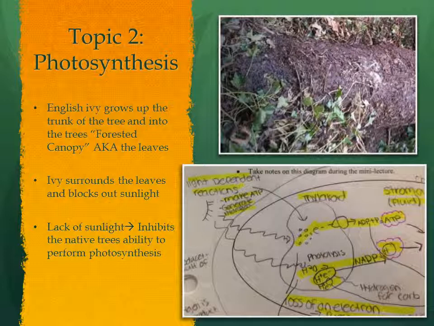We know from class that for a plant to perform photosynthesis and produce its own carb, it needs hydrogen, CO2, and ATP to fuel the process. However, as we can see in the diagram, for hydrogen and ATP to be produced, we need sunlight, because those are the two light-dependent reactions.